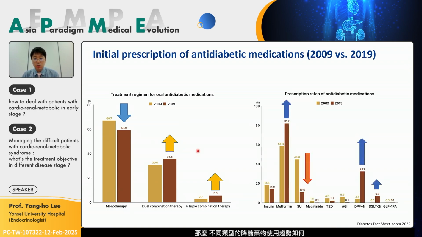And also, how about the types of anti-diabetic medications? You can see compared to 2009 to 2019, metformin prescription prevalence is increasing, but sulfonylurea is decreasing. And also DPP-4 and SGLT2 inhibitors are also increasing. So these are the current patterns in Korea.